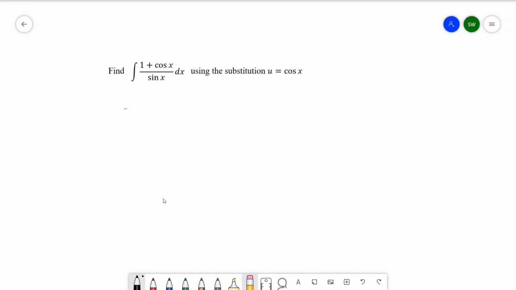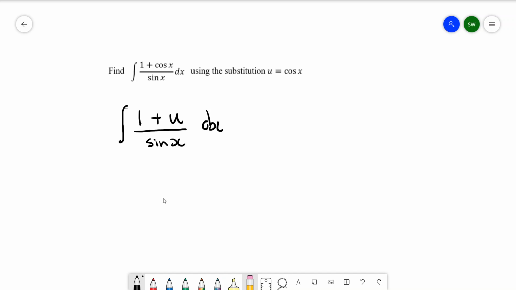We've been given the substitution to use, u equals cos x. So the first thing that we're going to do is work our way through this integral, and wherever we see cos x, we're going to replace it with u. So on the numerator, we've got 1 plus u, and in the denominator, we've just got sine x. Let's leave it as sine x for now, and we've got dx on the end.